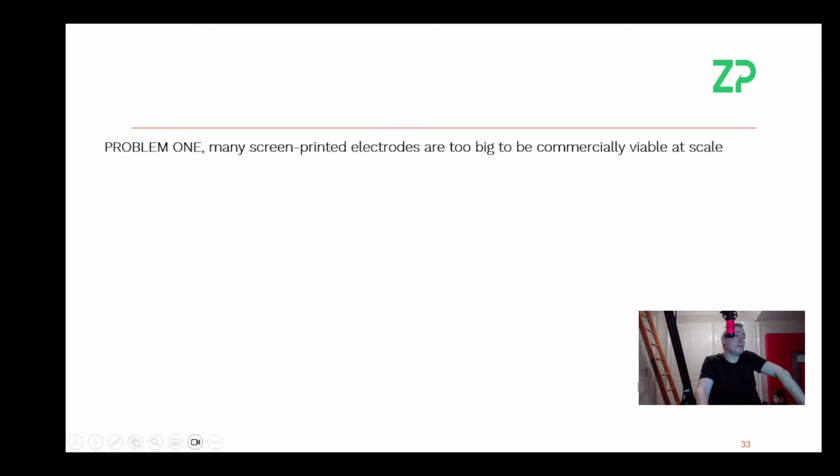The problem with custom screen printed electrodes is that many people make their designs far too big. People come to us and say, here's my design, I think it's too big, it's never going to be commercially viable. So we need to really advise people.